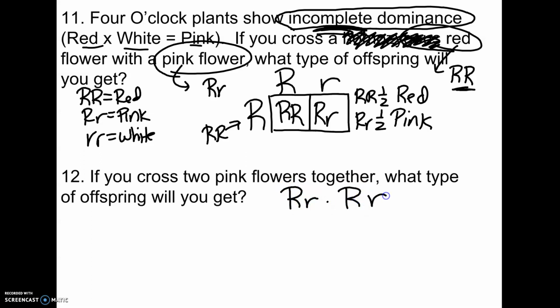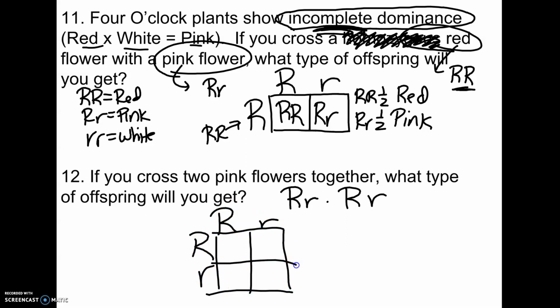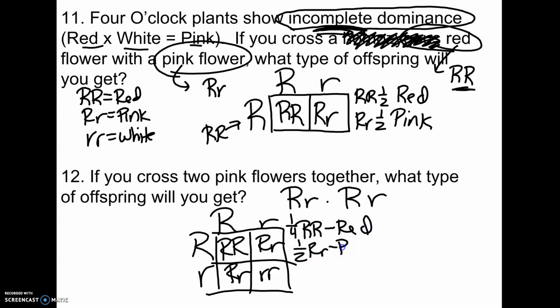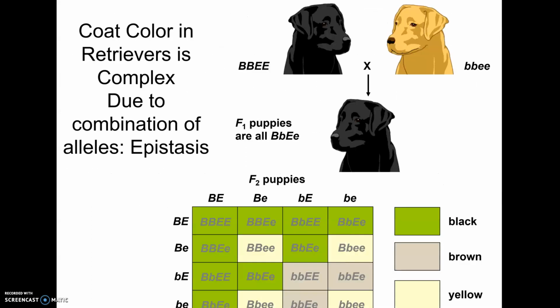My second one, we're crossing two pink flowers. So that has to be big R, little r with big R, little r. Again, notice this is the same Punnett square we've done multiple times, but our interpretation of the results is going to be different. If this was a regular Mendel cross, you would get 3/4 red, 1/4 white. But this isn't. This is incomplete dominance. So we're going to get 1/4 big R, big R, red, 1/2 big R, little r, those are pink, and 1/4 little r, little r, and those are white. So that gives you two examples of incomplete dominance. Codominance would work the same way.